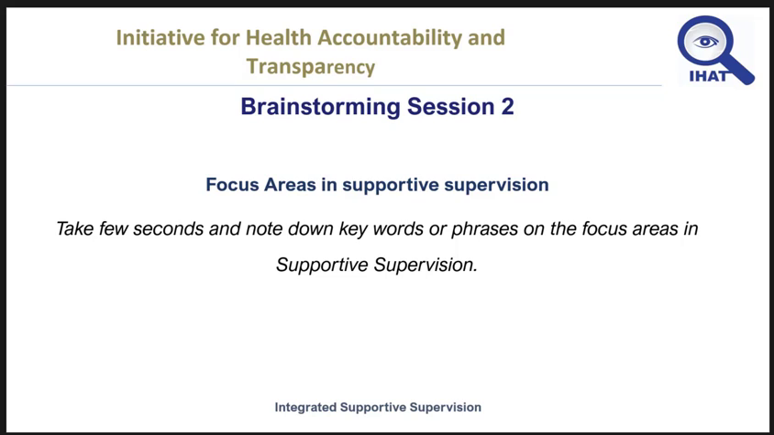Let's take a second brainstorming session. Here we'll be looking at focus areas in supportive supervision. I need you to take a few seconds and note down your keywords or phrases on the focus areas in supportive supervision.